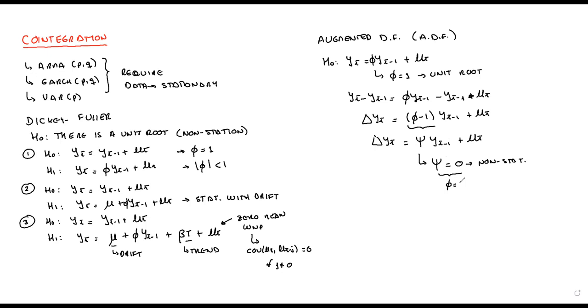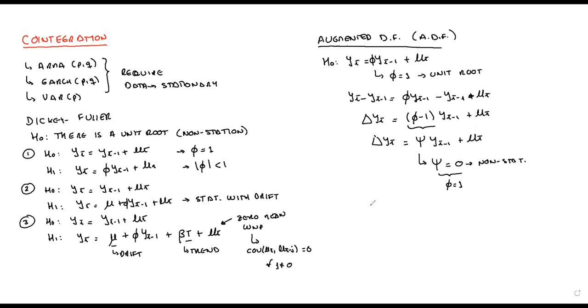Okay, and remember that psi equals zero indeed implies that small psi equals one. Just take a look here. So if this is cap psi, if a small psi is one, one minus one is zero. So this is the relationship here. Now, what Dickey Fuller did, the augmented Dickey Fuller, is simply trying to remove all potential autocorrelations of ut.